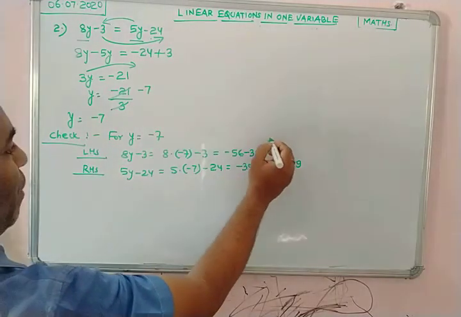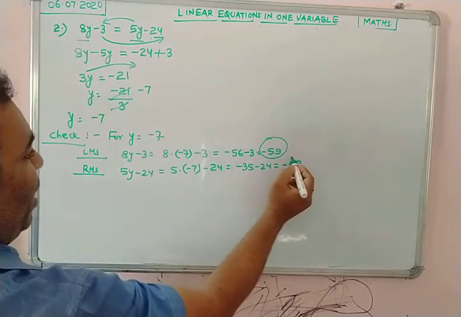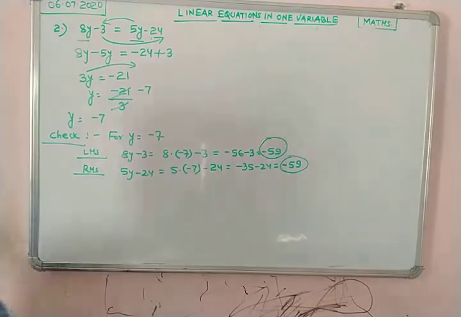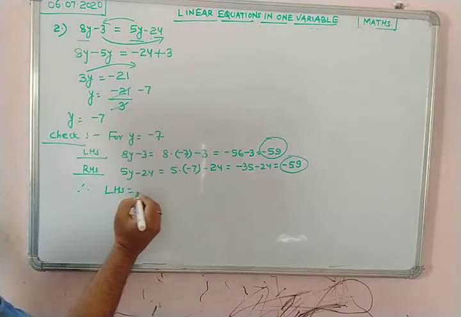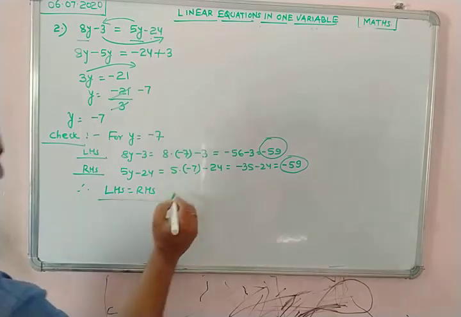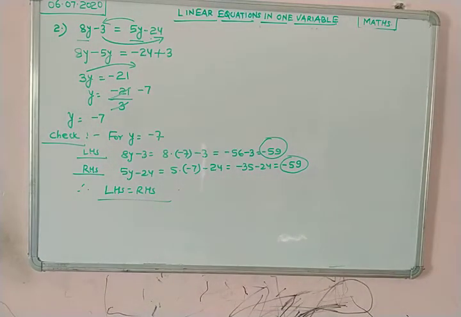So what are we seeing? Minus 59 we are obtaining here in LHS as well as in RHS. Hence we can write LHS equals RHS. Okay students, I hope you have got this.